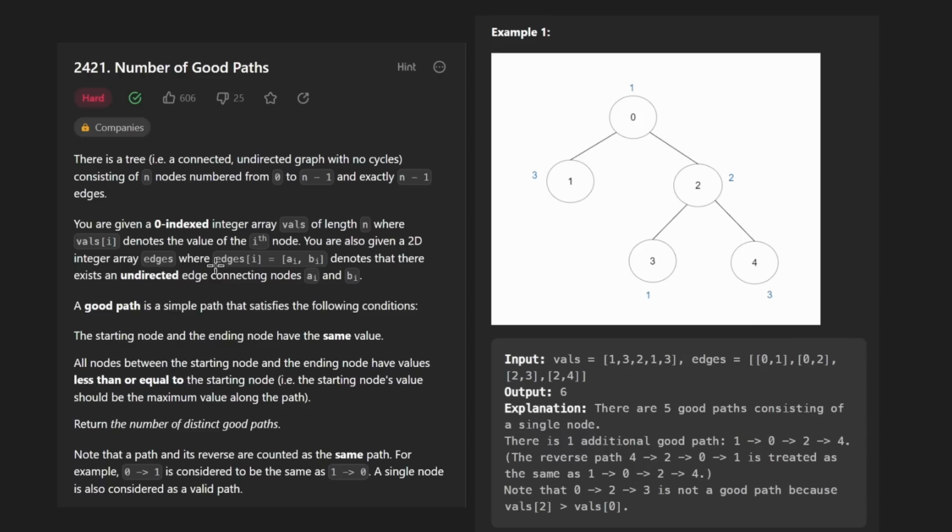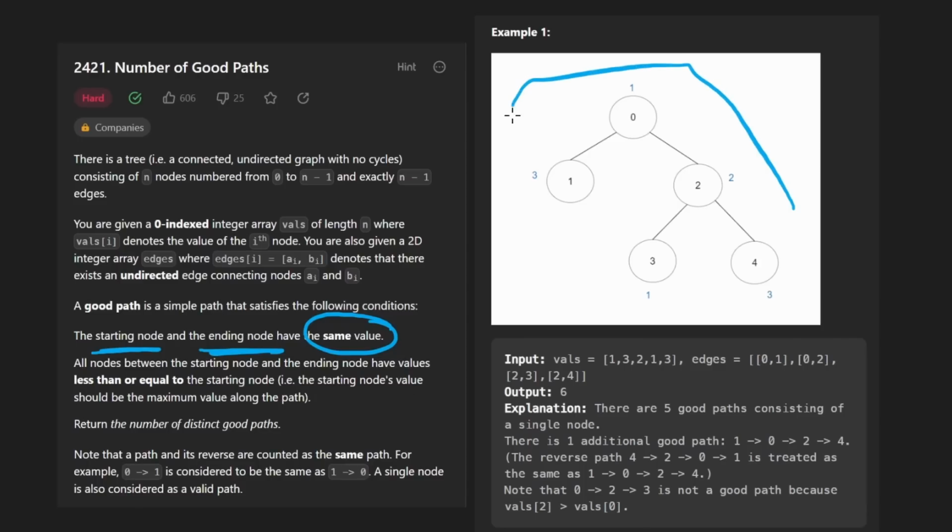We're also given a list of edges connecting A to B and B to A. Remember, these are undirected edges. So when we're given an edge like this, that means 1 can go to 0 and 0 can go to 1. A good path just has a couple conditions that it has to follow. First of all, the starting node and the ending node have to have the exact same value. We're not talking about the index, we're talking about the actual value here.